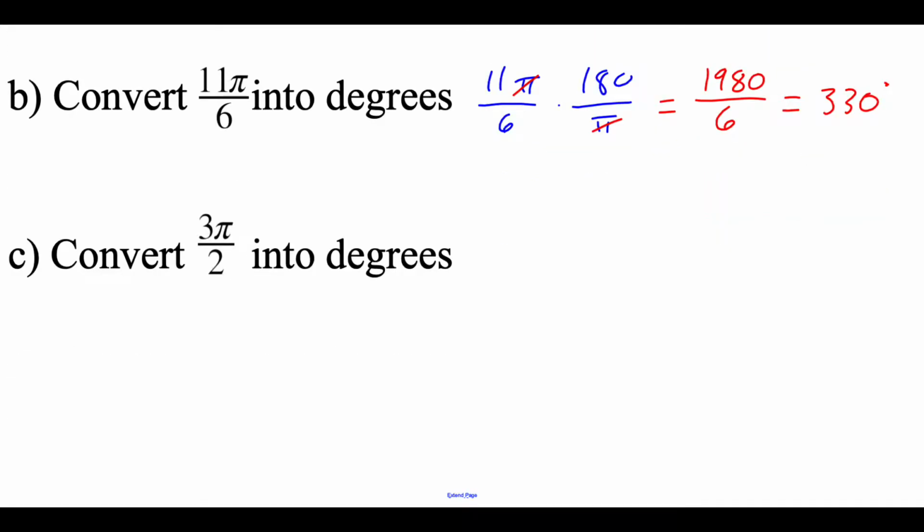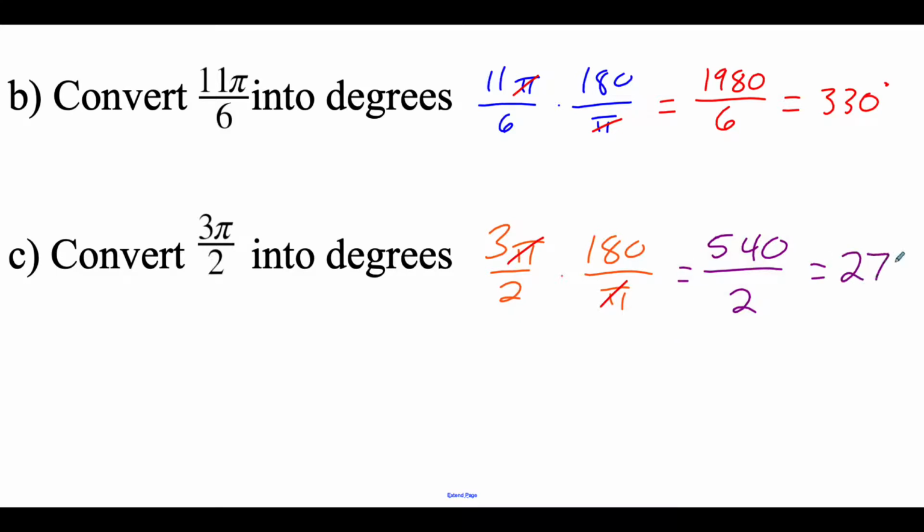Last one we've got here is 3 pi over 2. So taking 3 pi over 2, multiplying by 180 over pi. The pi's are going to cancel each other out. 3 times 180 is 540 divided by 2. Dividing those out, we end up getting 270 degrees. So 3 pi over 2 is the same as 270 degrees.